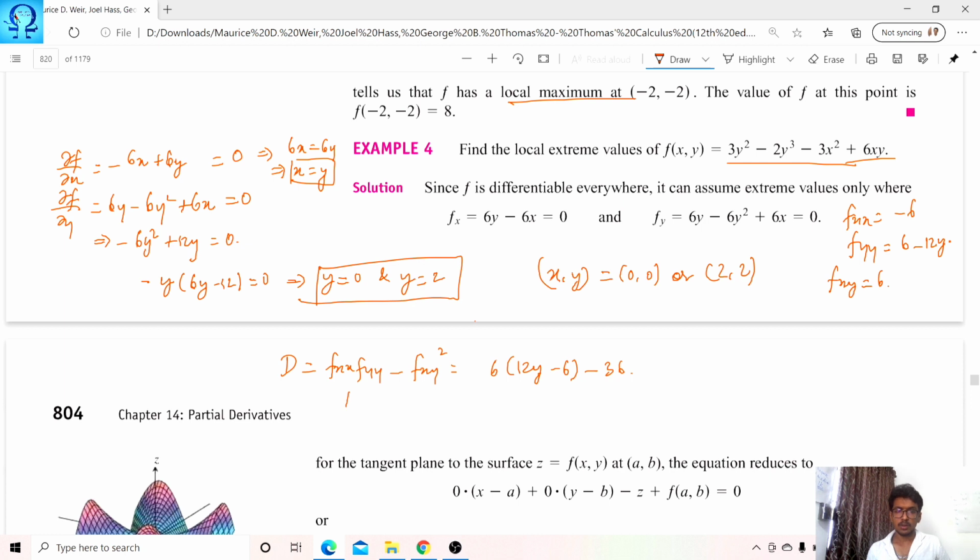Okay, now we'll have to evaluate this D at 0 comma 0. If you evaluate this at 0 comma 0, you are going to get minus 36 minus 36, which is minus 72, which is negative. In this case, 0 comma 0 is a saddle point.